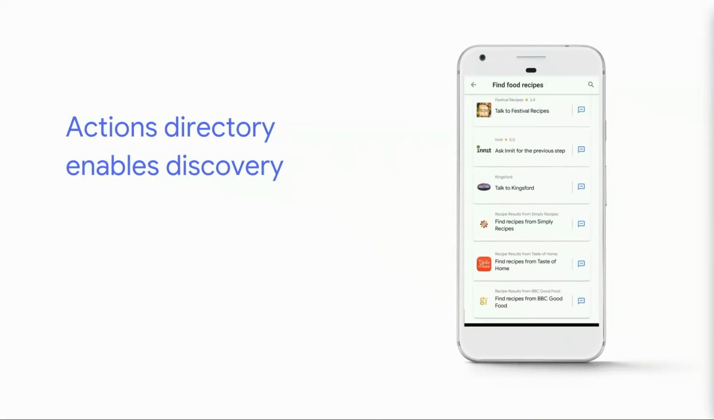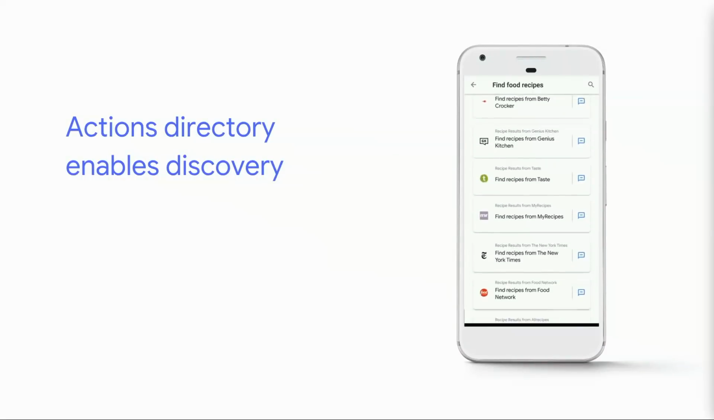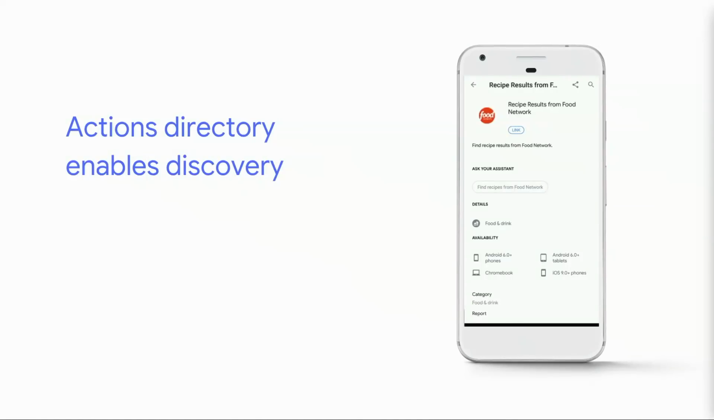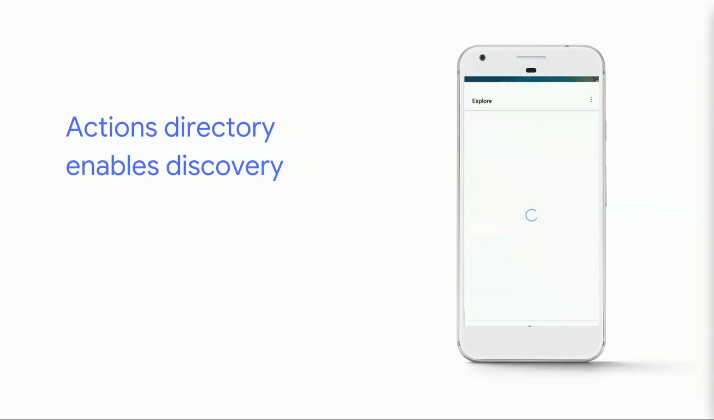The Actions directory is organized both by category, like food and drink, and it's also organized by things that users are trying to do, like find food recipes or play a podcast. So that means that your action, your content, could be presented in multiple places in the directory, depending on what users are trying to do. We built the Actions directory to be accessible with a single tap from Google Assistant, like you see here, on mobile.